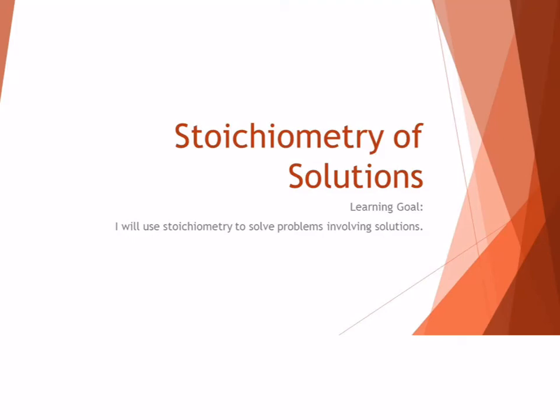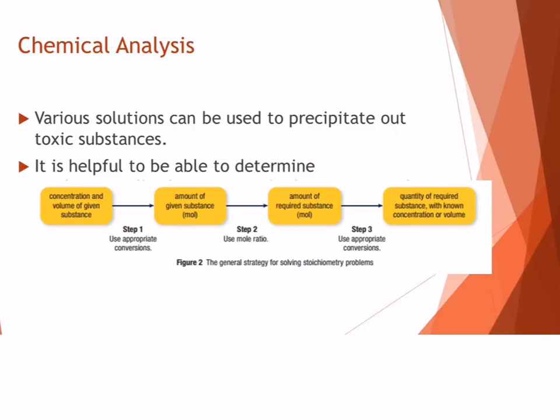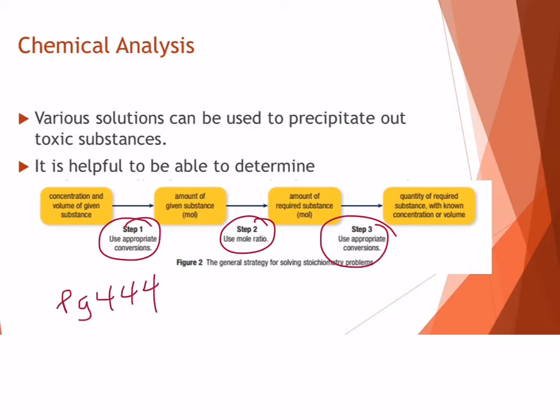In this lesson, we're going to revisit stoichiometry, only this time we are going to use solution data to help us solve for moles. So basically, we're going to follow the same steps. We're going to want to find moles. We're going to then use our mole ratio, and then we're going to solve for whatever it is that the problem is asking us to solve. This, by the way, is on page 444 in your Nelson textbook.